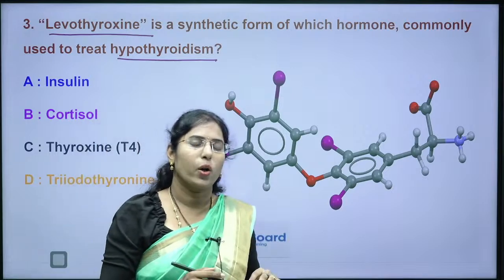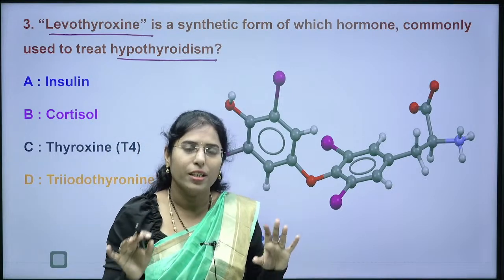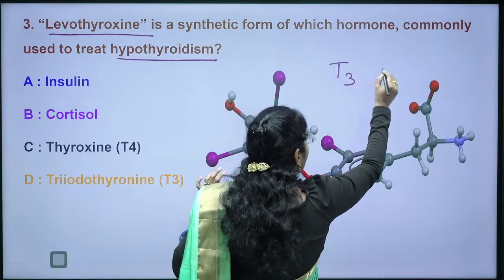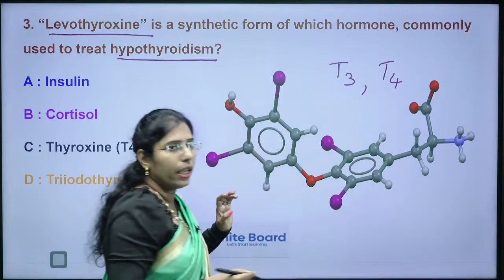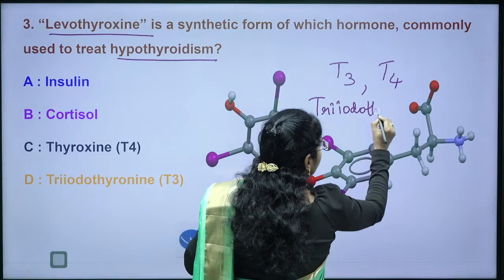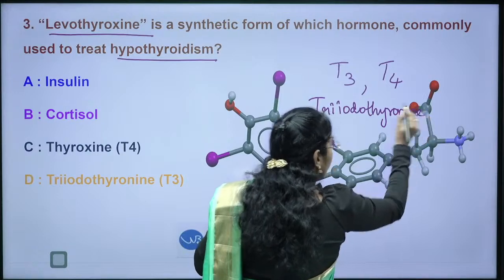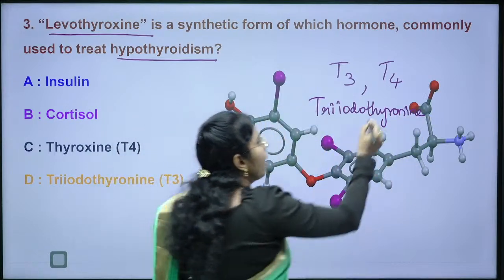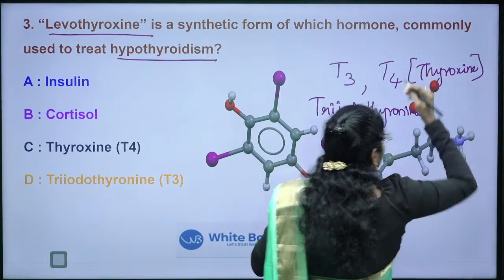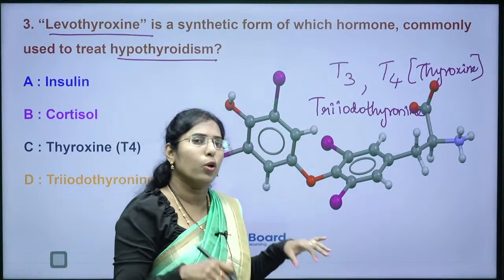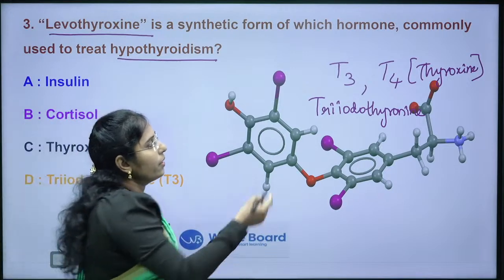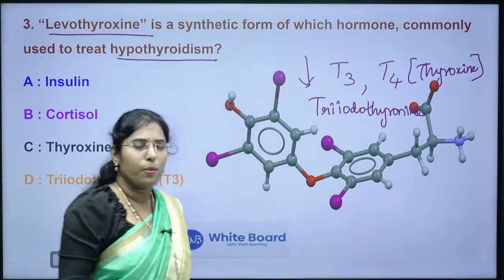So, what is this hypothyroidism? Hypothyroidism is a condition where there is less production of T3 and T4 hormones. T3 is nothing but triiodothyronine, and T4 is thyroxine. These are the two hormones produced by the thyroid gland. They are mainly responsible for energy metabolism and growth of a person. So in hypothyroidism what is happening? There is a decrease in levels of these thyroid hormones.